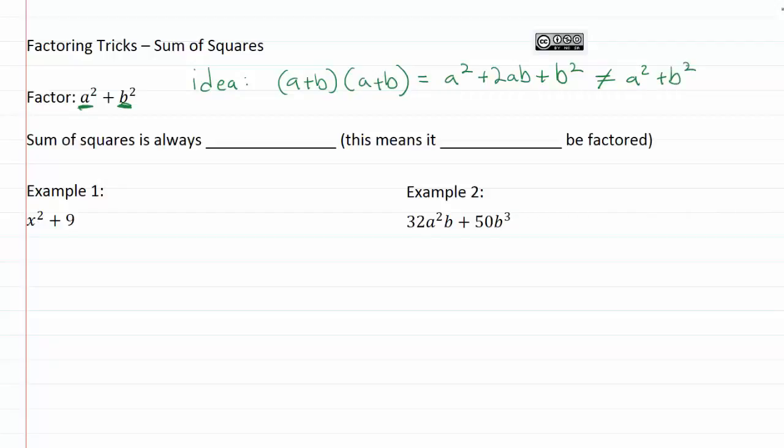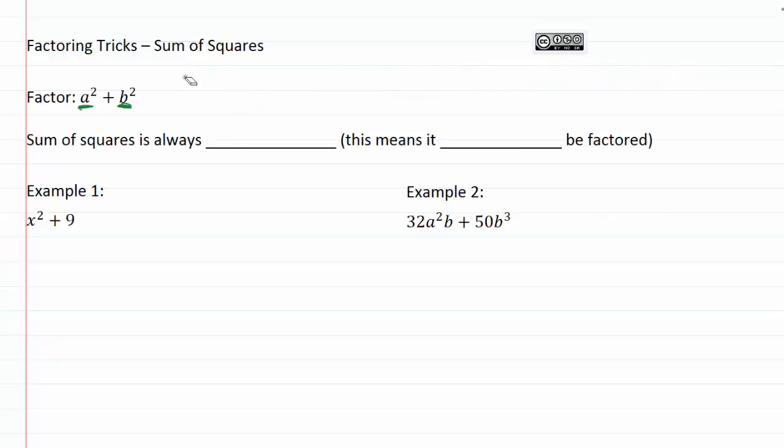We could try a couple of different things, but what we're going to finally end up with is we're going to see that there is no way to factor this. It's just not going to work. So instead, we're going to say that the sum of squares is always prime. That means that it can't be written as two separate things multiplied together.